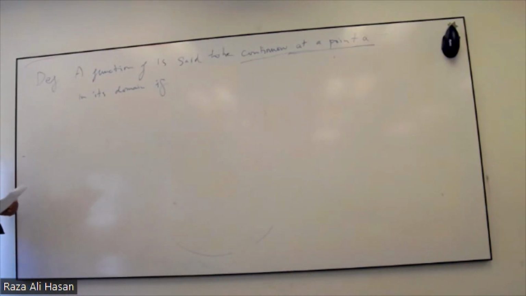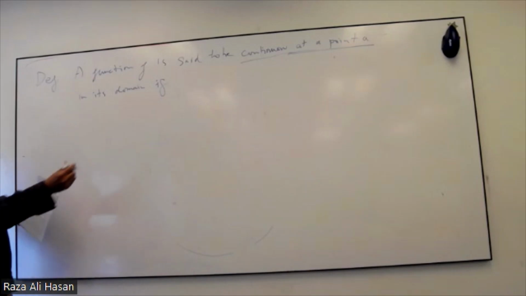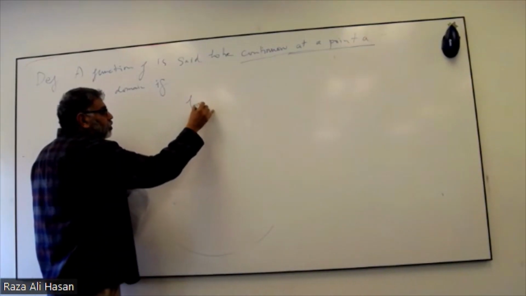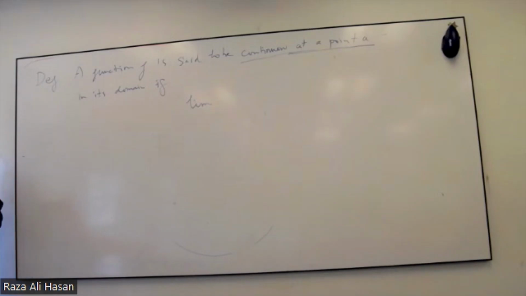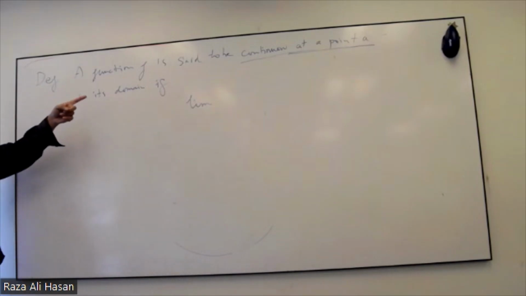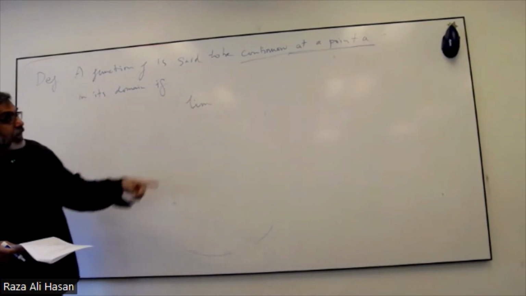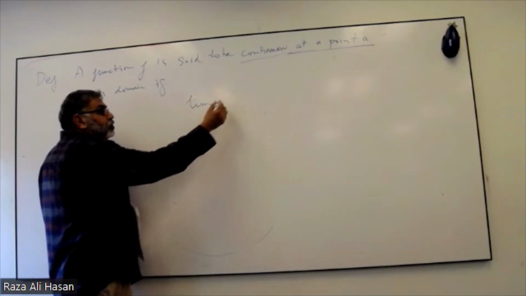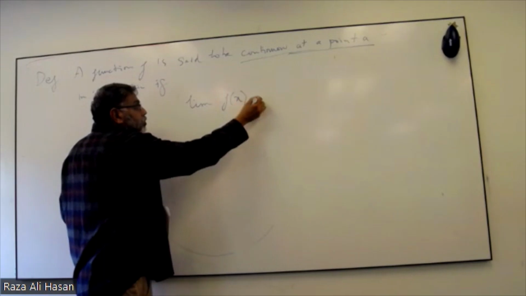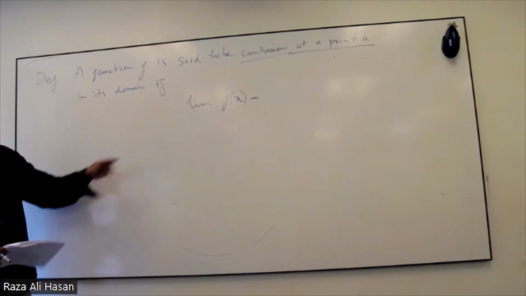So let's do the easy one first. What should I write here, folks? We're doing not the epsilon-delta definition, but the old-fashioned definition. A function f is said to be continuous at point A in its domain if the limit of the function, what's missing here?